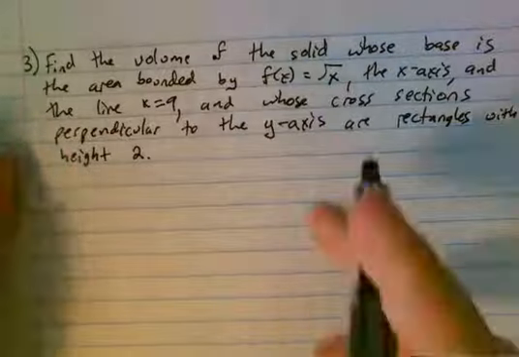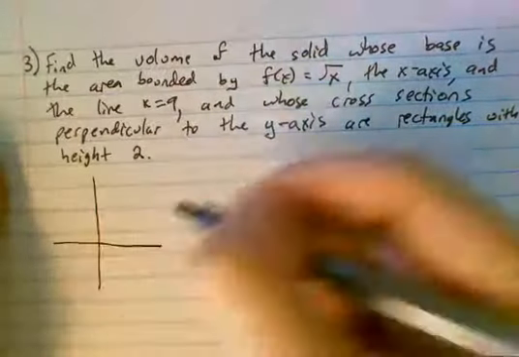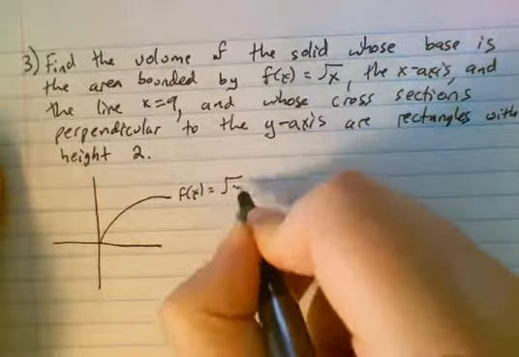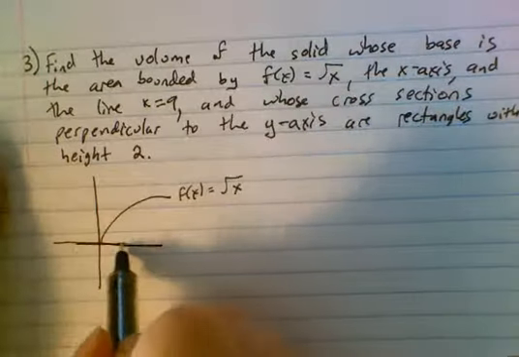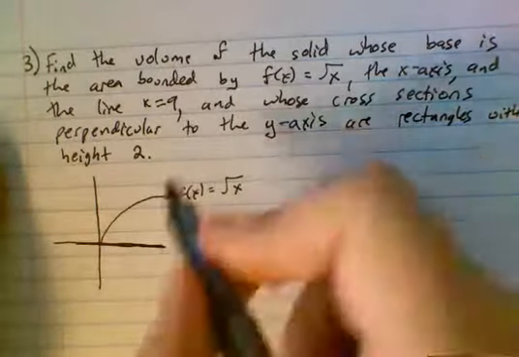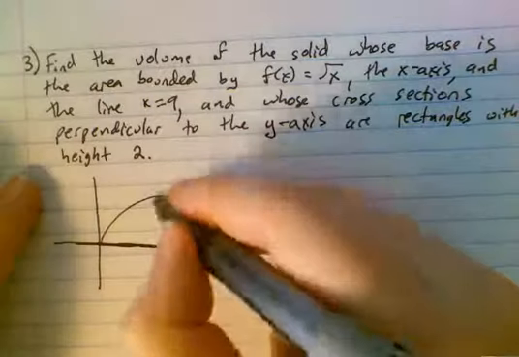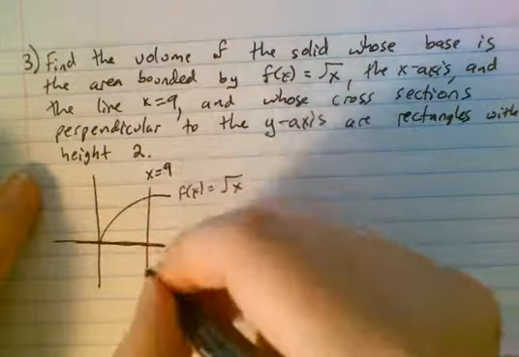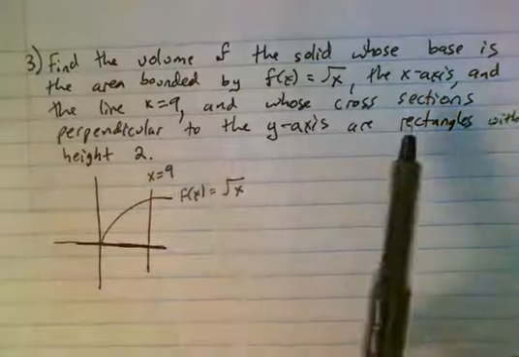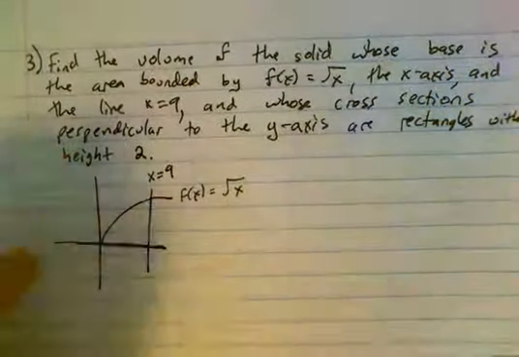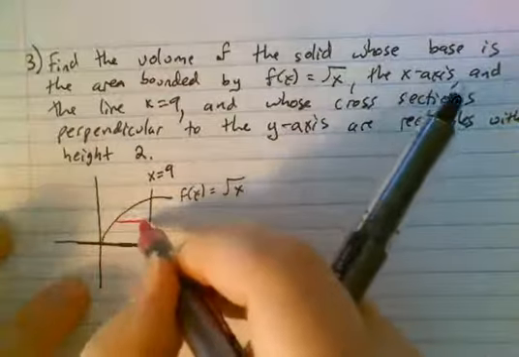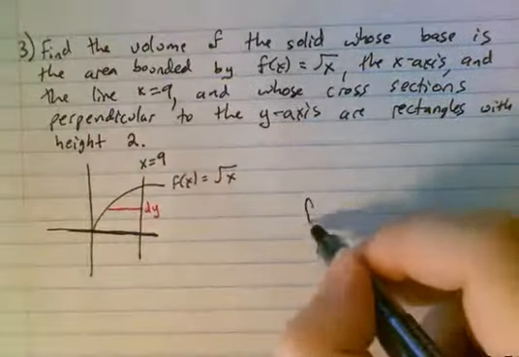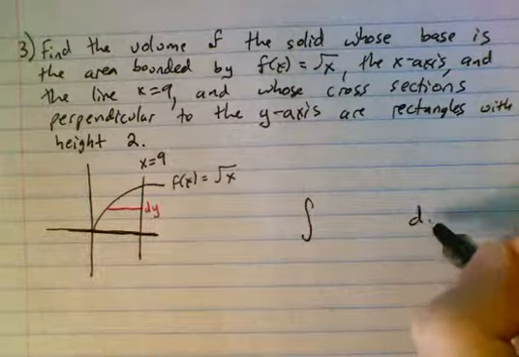Okay, so first thing we're going to do is sketch our area. So this is the square root of x. We're talking about the x-axis right here, and the line x equals 9. Now we notice the cross sections are perpendicular to the y-axis. So the y-axis is over here, so that means we're drawing it this way. This is dy, and when we set up our integral, it's going to be with respect to dy.